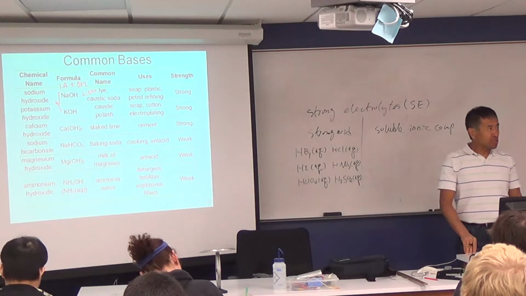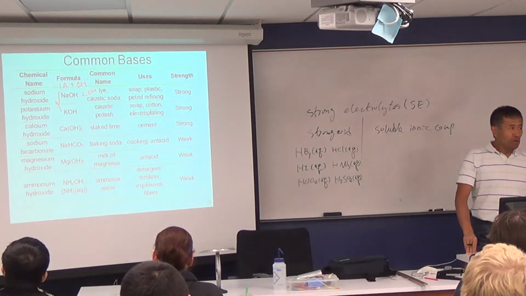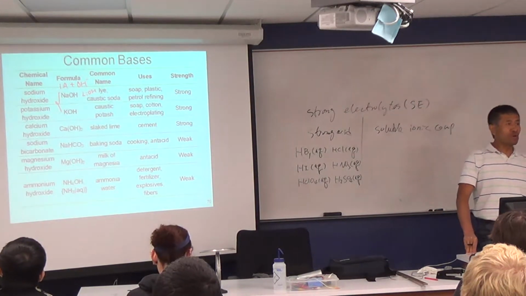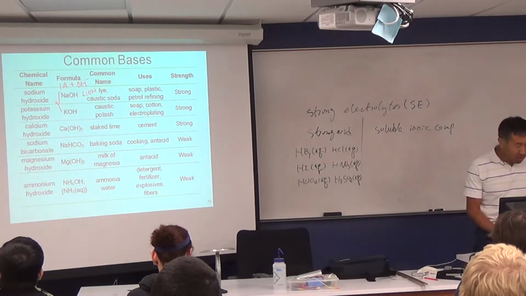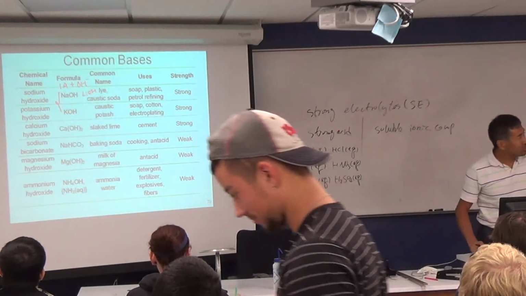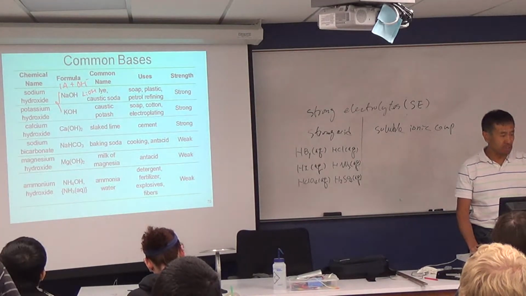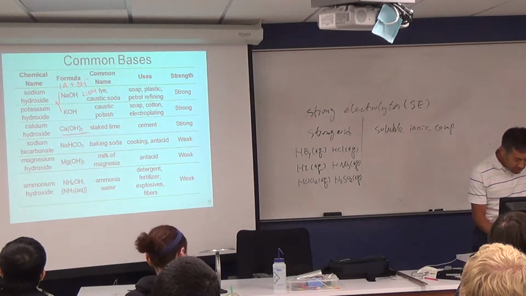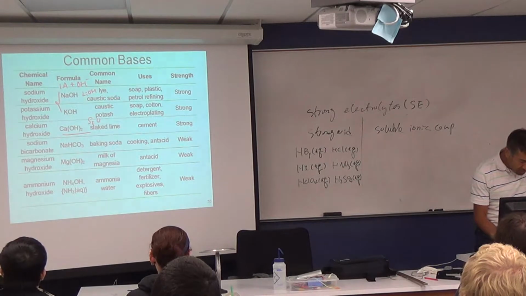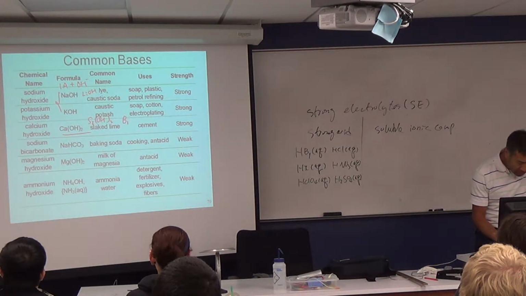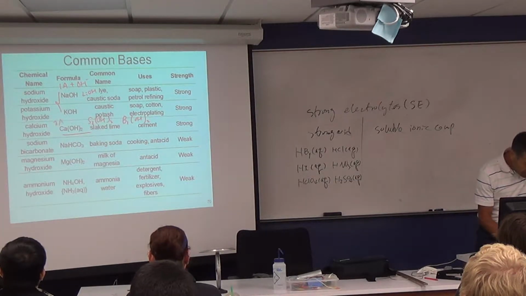Right. So the next is group 2A. Not all of group 2A will give you a strong base. Only the last three: calcium, strontium, and barium. Understand? But here you only have one. You can write a similar one for strontium, and you can also write a similar one for barium. So this is the group 2A plus OH1 negative.